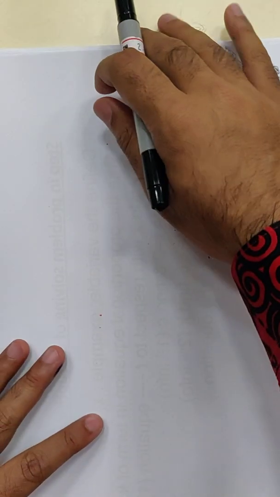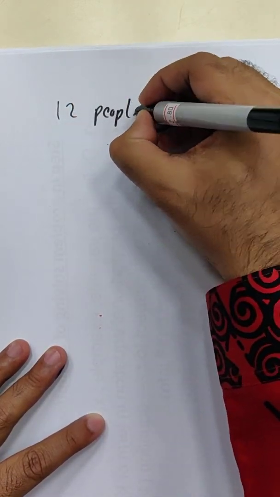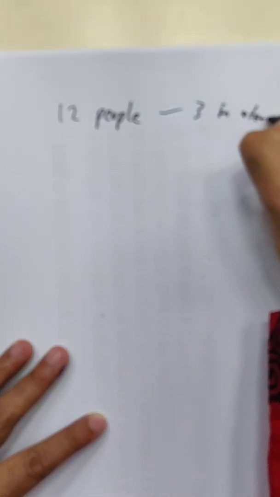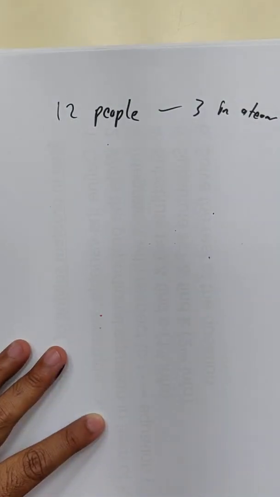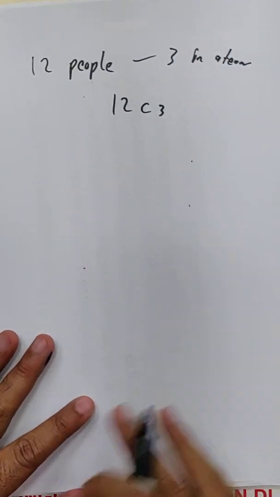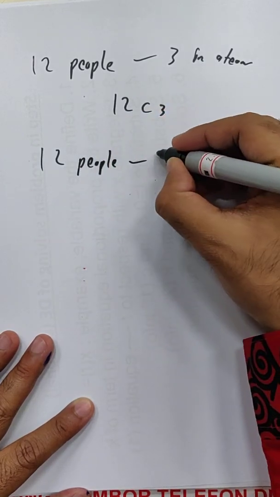Okay? I'm choosing an example which is not in the lecture notes, but I think it's important for you to know. Let's say from 12 people, I'm going to choose 3 for the team. How do you calculate this? 12C3. Now I change the question. For 12 people, I'm going to choose 3 for the team.